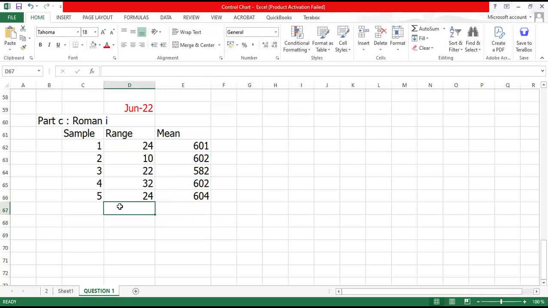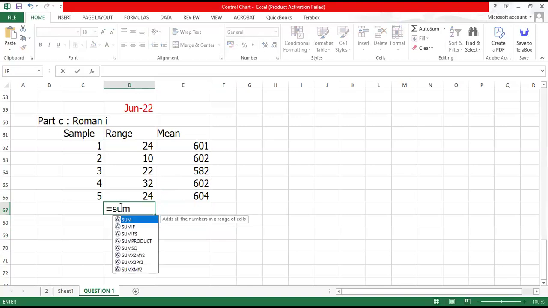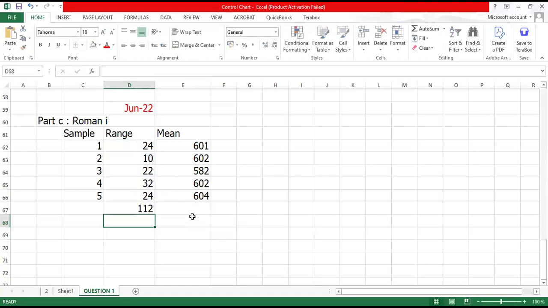Okay, so from here you get your total. You add. Then also here you add. That is the total. The total on mean? Yes, they are correct.